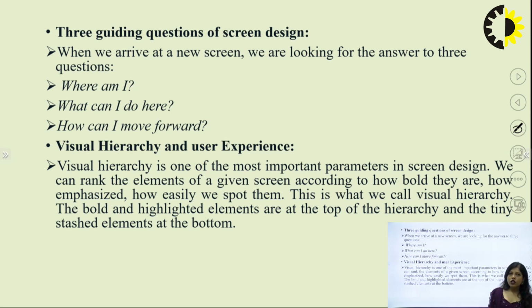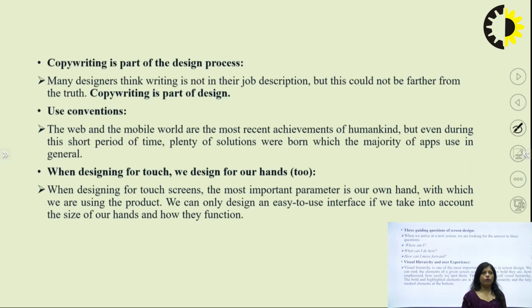So this is what we call visual hierarchy, because in it we give the ranking of the elements, in levels: level 0, level 1, level 2. On this basis we can give the ranking. For example, the bold and highlighted elements are at the top of the hierarchy and the tiny, stashed elements at the bottom. Meaning the highlighted elements, which we use very frequently, we can put at the top of the hierarchy, and the small, tiny, stashed elements, which are no longer of much use, we can put at the bottom of the visual hierarchy.